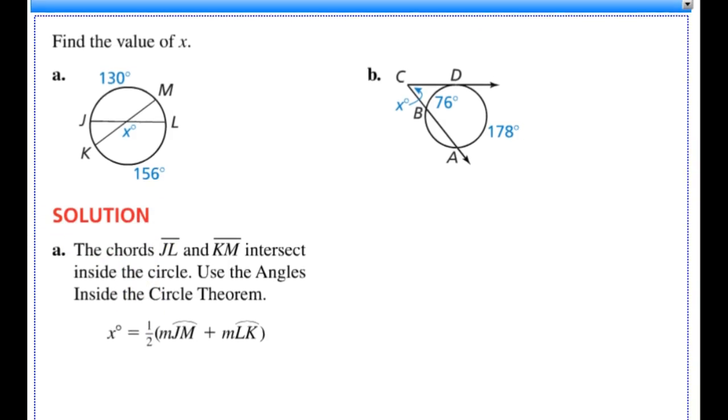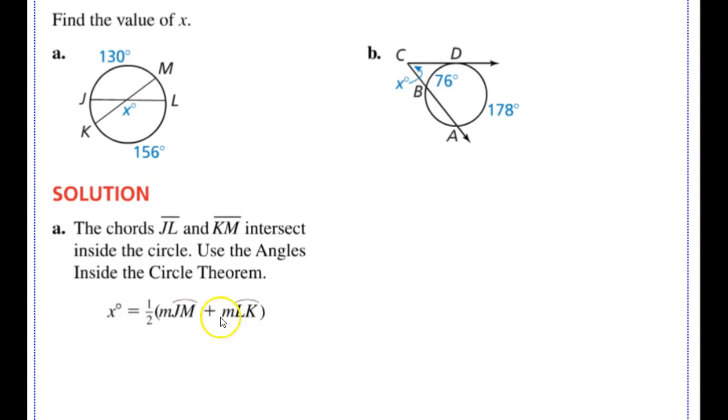So I add up my 2 arcs. Since I'm inside my circle, I add my 2 arcs and divide by 2. Well, so I add the 2 arcs and divide by 2, which this angle measurement then gives me is 143 degrees. So now let's look at this B.